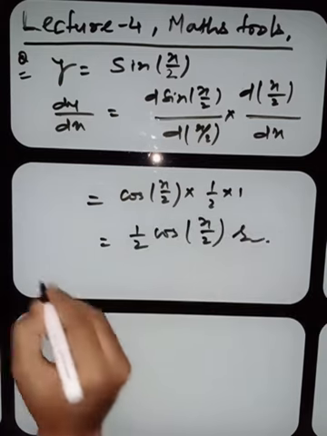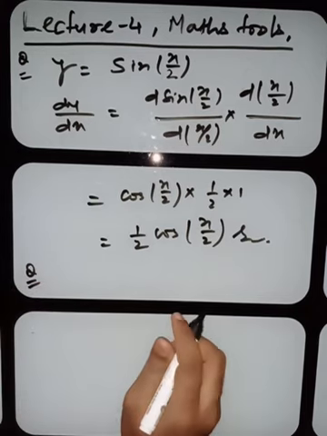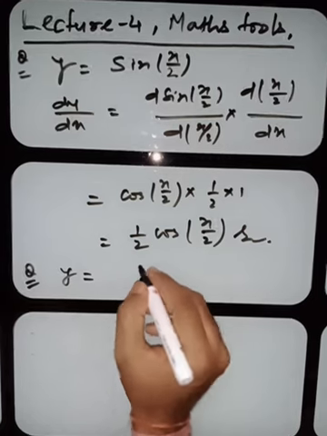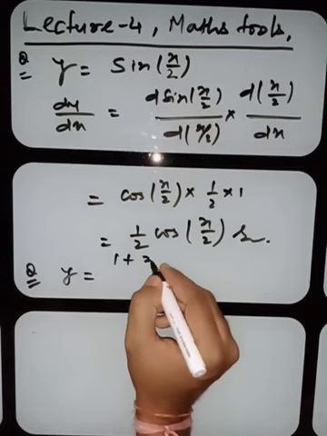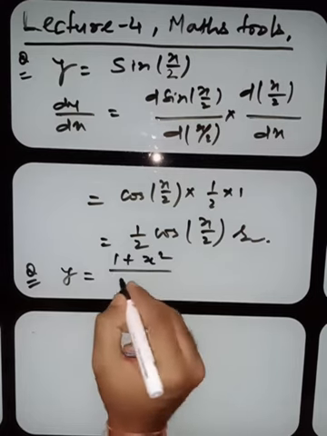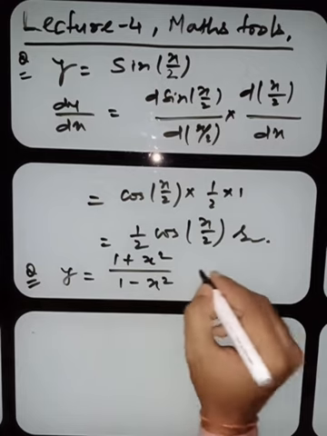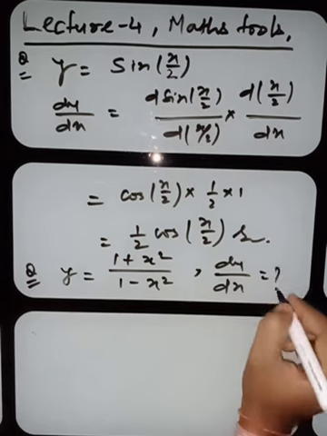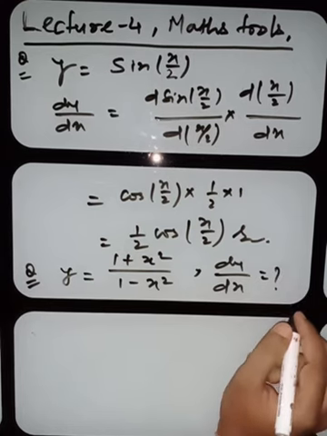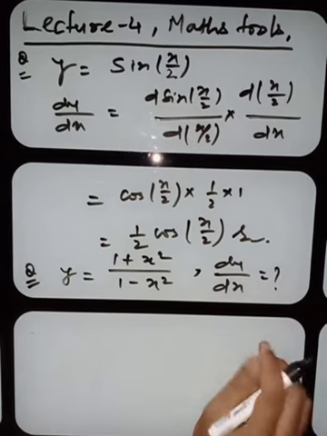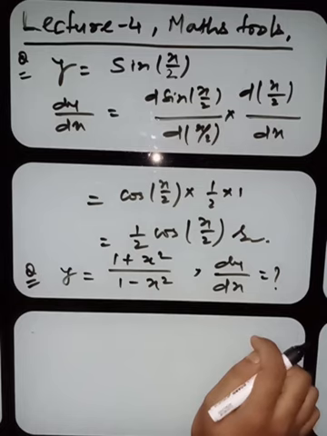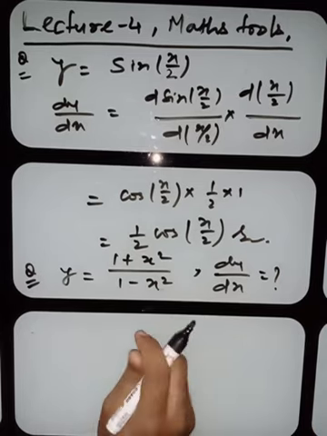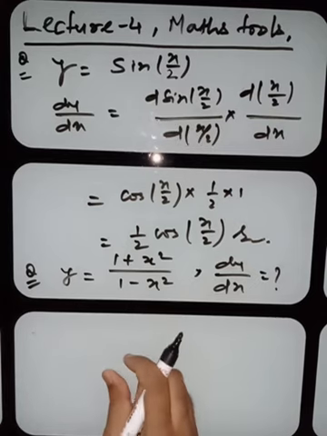All right, yes. The next question, my dear students, if y is 1 plus x squared divided by 1 minus x square, what will be the answer? You have to find dy by dx. All right, try to differentiate. Look here carefully. If you can differentiate, my dear students, try to differentiate. Otherwise, look here carefully. I am going to differentiate.